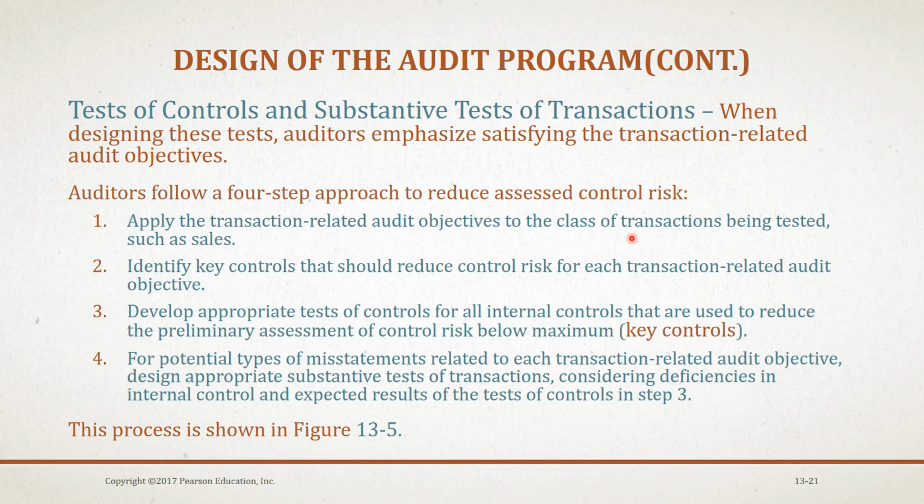Again, we've seen transaction-related objectives before. They'll then look at the key controls that should reduce control risk. They'll then develop appropriate tests of controls for all internal controls that are used to reduce the assessment below the max, the key controls. For potential types of misstatements related to each transaction-related audit objective, design appropriate substantive tests of transactions considering deficiencies in internal control and expected results.